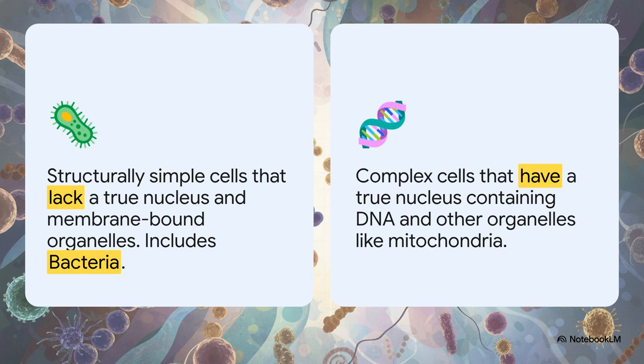Okay, let's talk about one of the most fundamental divides in all of biology. You can pretty much split all life into two main types of cells, prokaryotes and eukaryotes. Prokaryotic cells, which include bacteria, are structurally pretty simple. The big thing to remember is they do not have a membrane-bound nucleus. Their genetic material is just kind of floating around. Eukaryotic cells, on the other hand, do have a true nucleus that keeps all their genetic material nice and tidy. Plus, they have a bunch of other membrane-bound compartments called organelles.